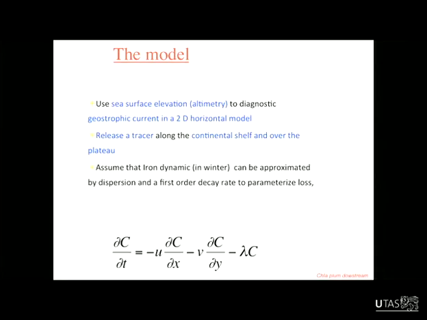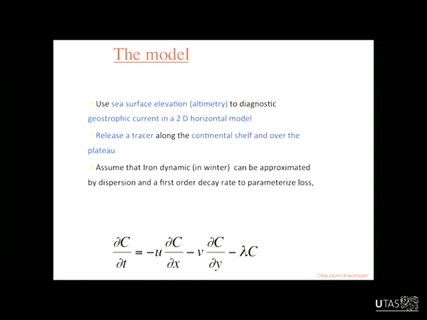As I said, we don't use any met forcing. We don't even have a physical model. We're going to use geostrophy because it's large scale. We can use just pure geostrophy in a 2D model. So we use altimetry to derive the velocity. Altimetry gives you how much the ocean goes up and down, and we can derive the velocity from that. We release a tracer along that plateau, and we assume it's iron. We assume it has a really simple dynamic, which is going to make people who look at iron really scared. We say you have a small decay. Your iron gets advected around, and you're slowly sinking out.